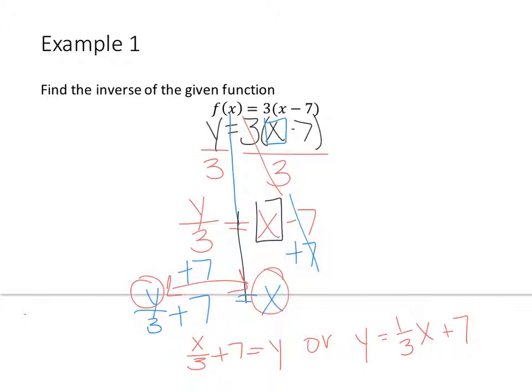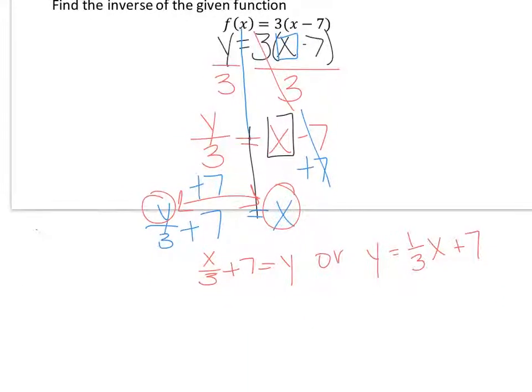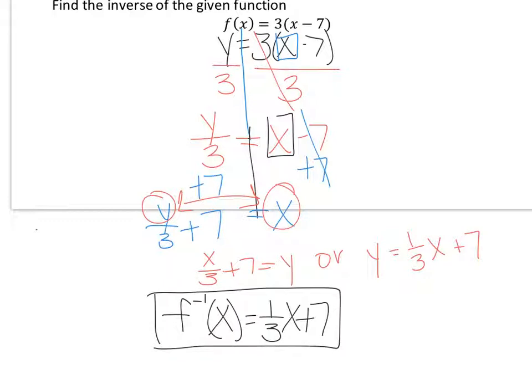So the only thing I still want to change about this is, remember I said we denote inverses with that f with the -1. So I'm just going to put that back in for y. F of x and y, they both mean output. So I can keep putting them in place of each other. So again, I could write x over 3 plus 7 or 1/3 x plus 7. But this function is the inverse of the original function I gave you.